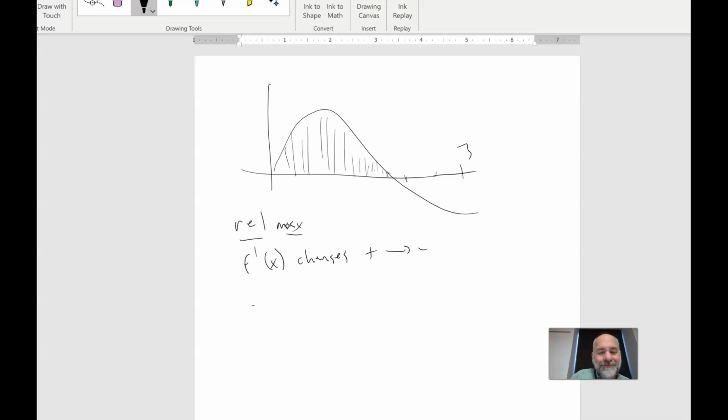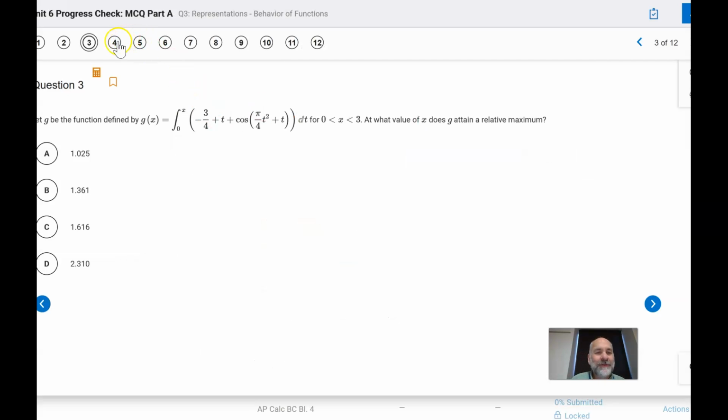So our function is the integral from 0 to x of whatever the thing is. So the derivative of this function is just x plugged into that function. And so it's just the y values right here. So where do the y values change from positive to negative? That's the idea on this one. It's a tricky one when you look at it, but it's not so bad once you take it back to derivatives.